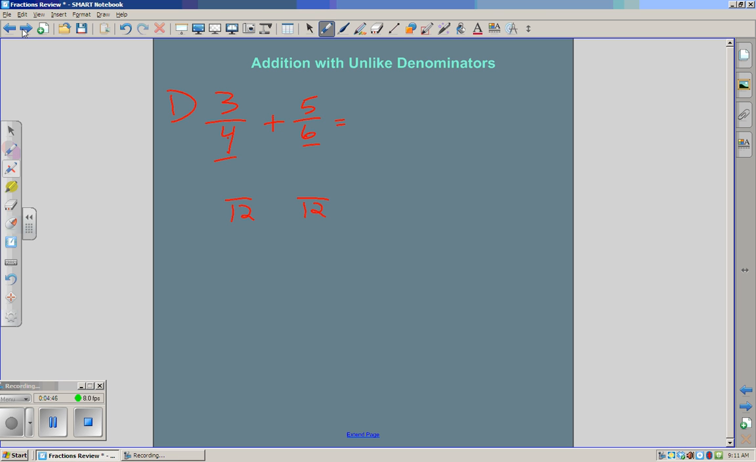The next step is I need to look at my two denominators. And I need to think to myself, how did I get from 4 to 12? Well, I know I did 4 times 3 is 12. So whatever I do to this bottom number, I have to do the same thing to my numerator. So I'm going to times 3 by 3. Because it was times 3 to get from 4 to 12, so I know I have to do times 3 at the top. 3 times 3 is 9/12.